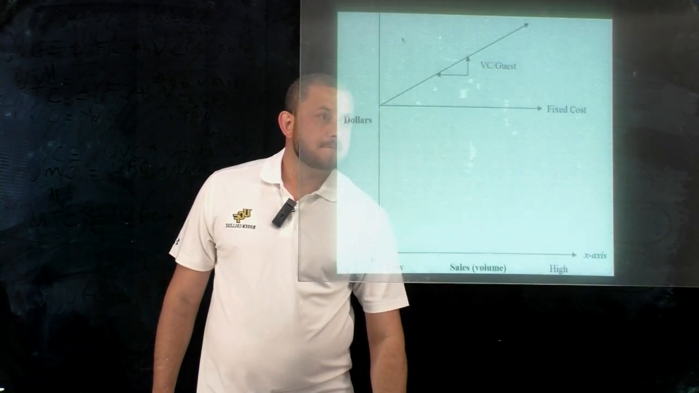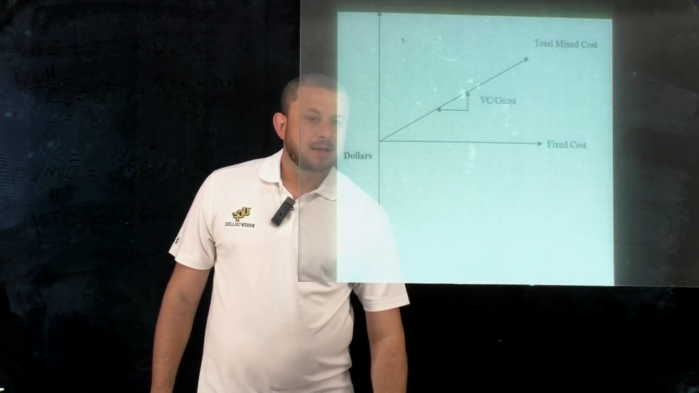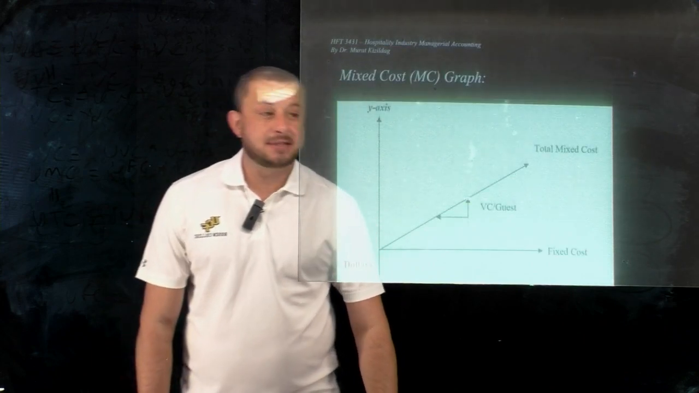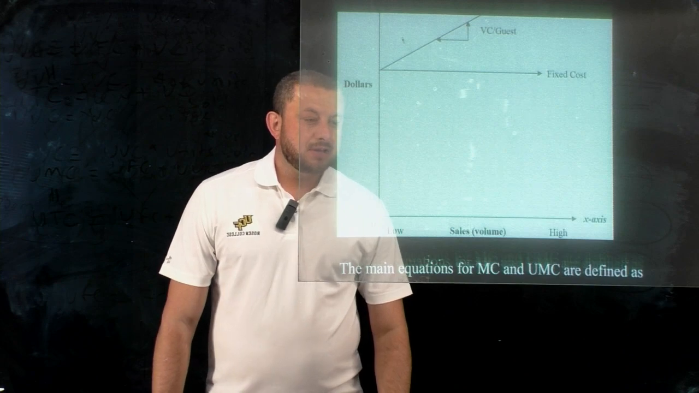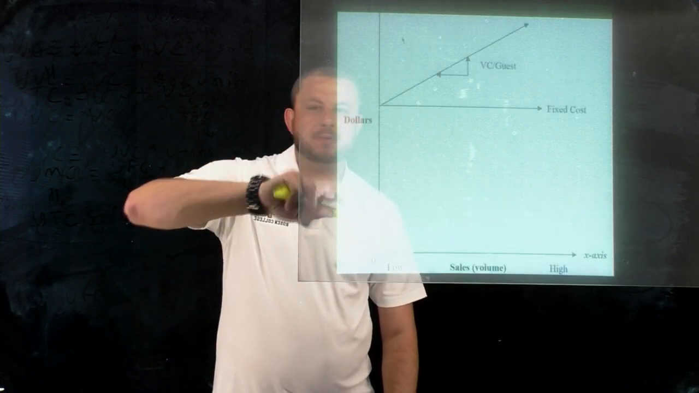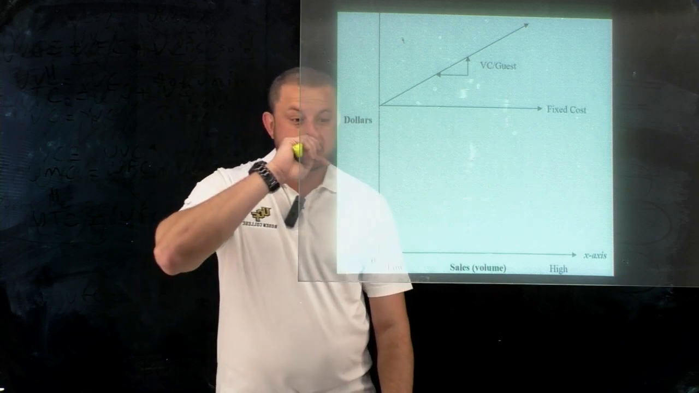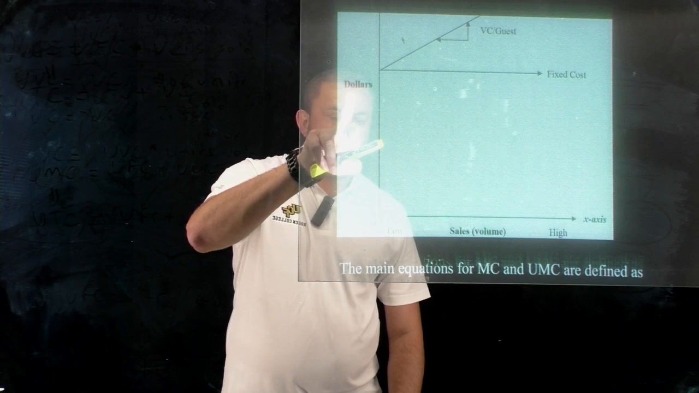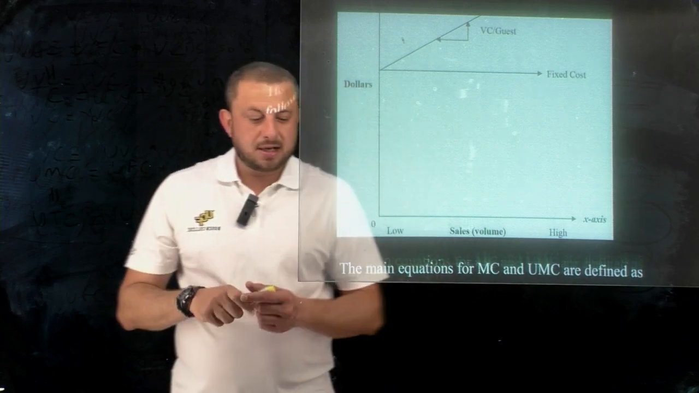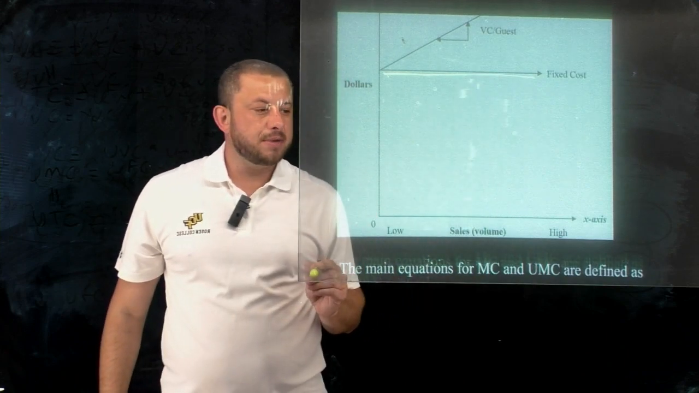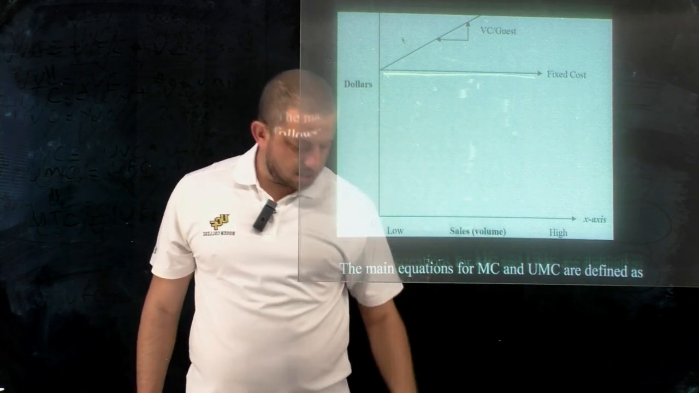Guys, this is the cost or the graph of MC, okay? When you take a look, well, I cannot show you in one document, I don't have enough space, but please take a look at your lecture notes as well. From low to high, sales volume over here, dollars over here. Fixed cost, we know that it has to be a constant line in the two-dimensional graph, sales volume, dollars, okay?